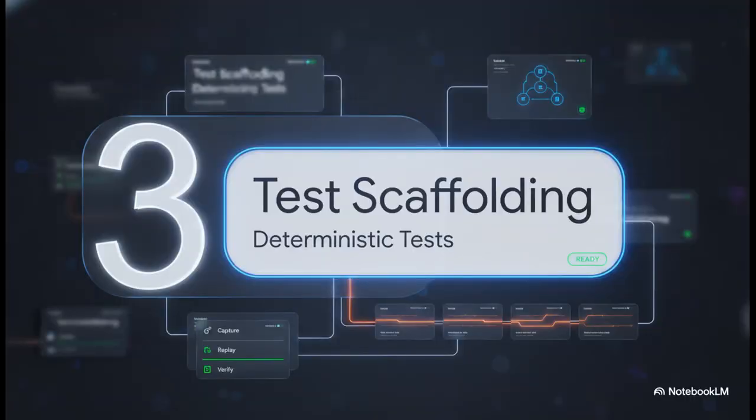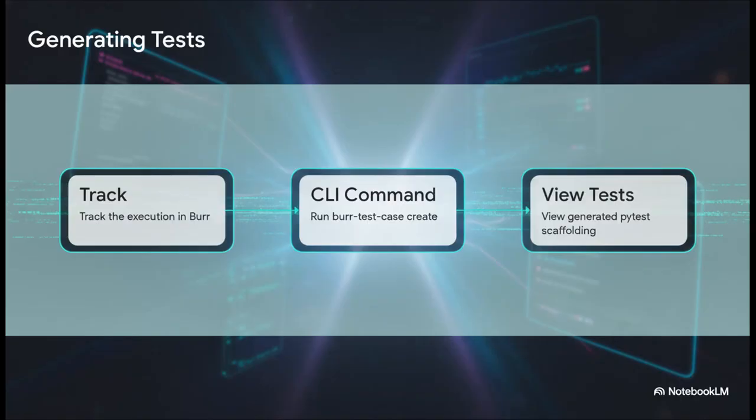Moving on to part 3, generating deterministic test scaffolding. This is all about deterministic tests. So how do we actually turn these raw telemetry traces into real deterministic test code? Well, here's the concrete CLI workflow. Step 1, you track the execution in Burr. Step 2, you run the Burr test case create command right in your CLI. That's your entry point. This tool grabs the tracked state inputs and outputs surrounding a specific action, and step 3, it spits out realistic fixtures and deterministic PyTest-style scaffolding.